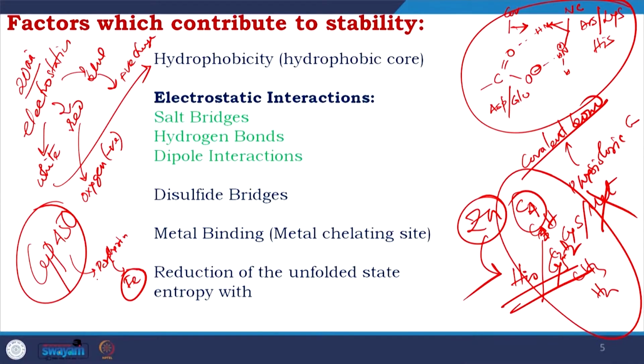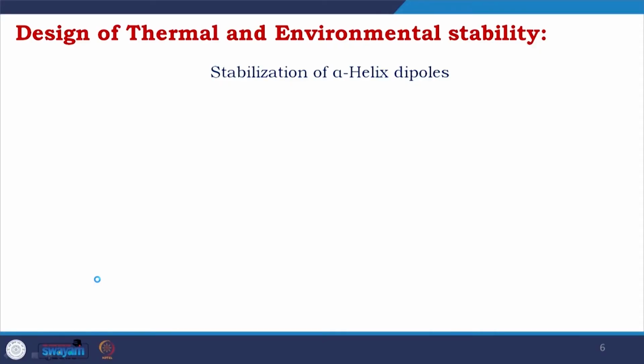Also, reduction of the unfolded state entropy you could work on. How? Any amino acid to proline, as proline has considerable rigidity, which sometimes works for those purposes. Design of thermal and environmental stability, stabilization of alpha helix dipoles. By stabilizing those dipoles, you can increase the stability of the protein by a significant amount.